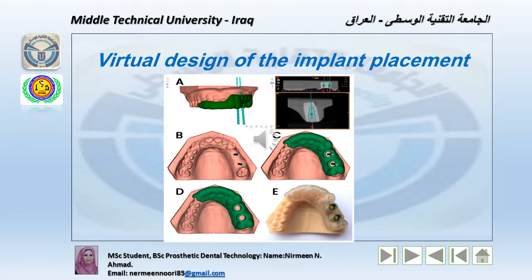Also, in this slide, I will explain the virtual design of the implant placement. Functionality of dental prostheses with respect to the biomechanical and aesthetic characteristics requires careful design of implant positioning. The fixture should be placed at least 1.5 mm away from adjacent teeth in order to avoid loss of interproximal height of the bone and papilla.